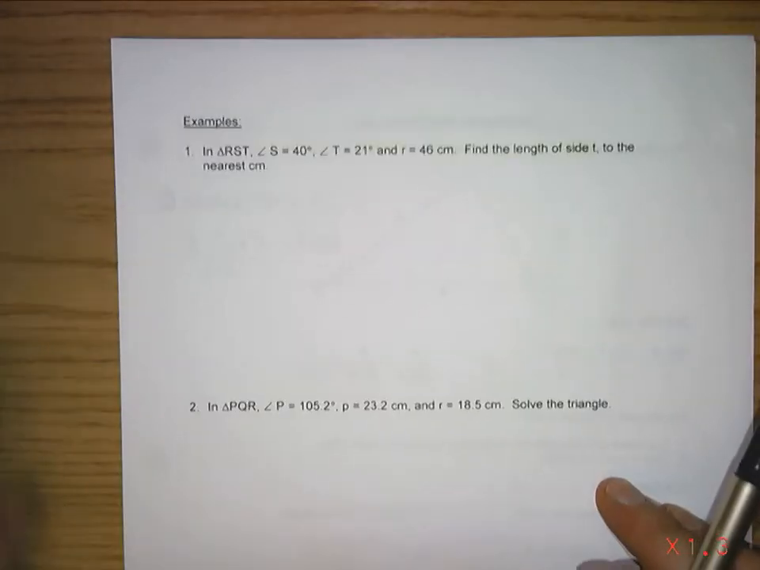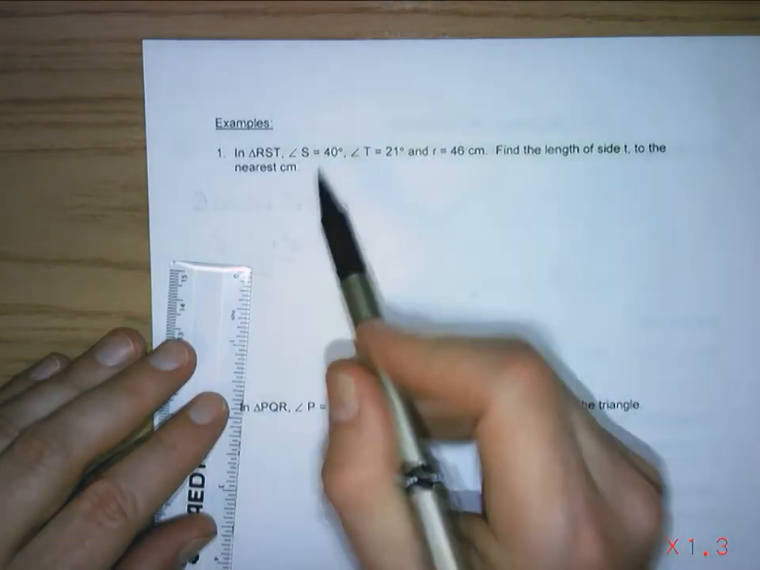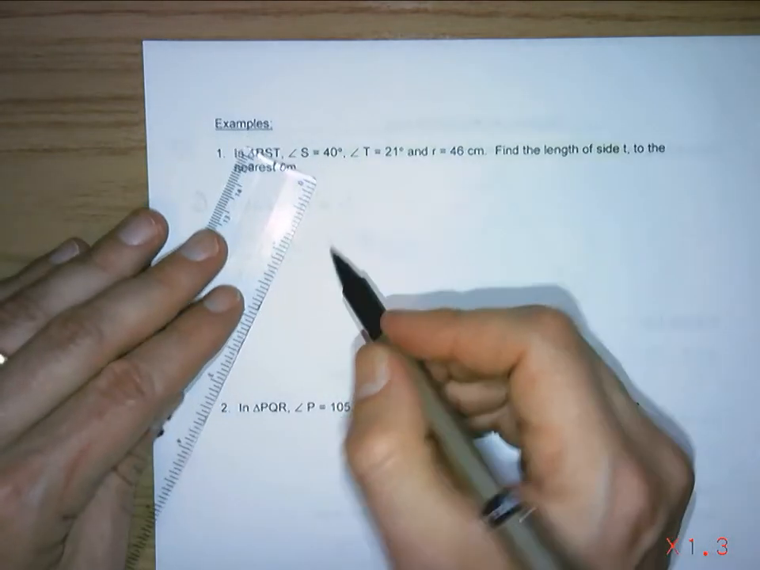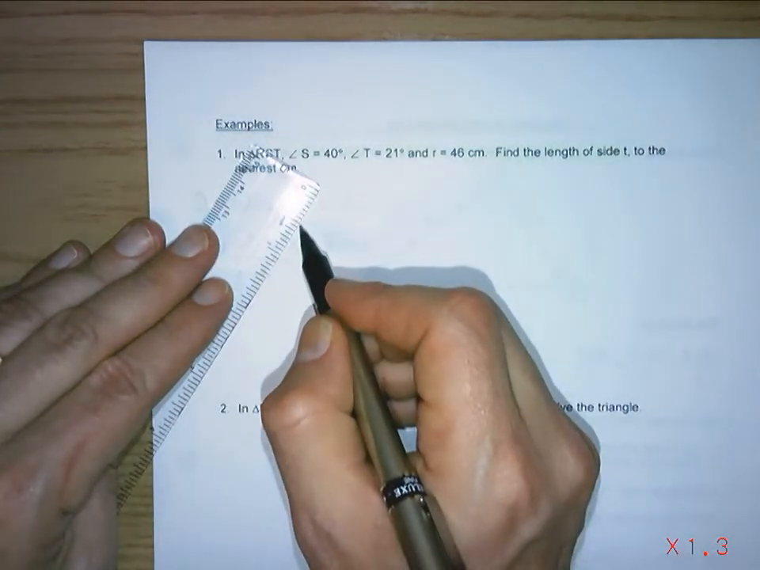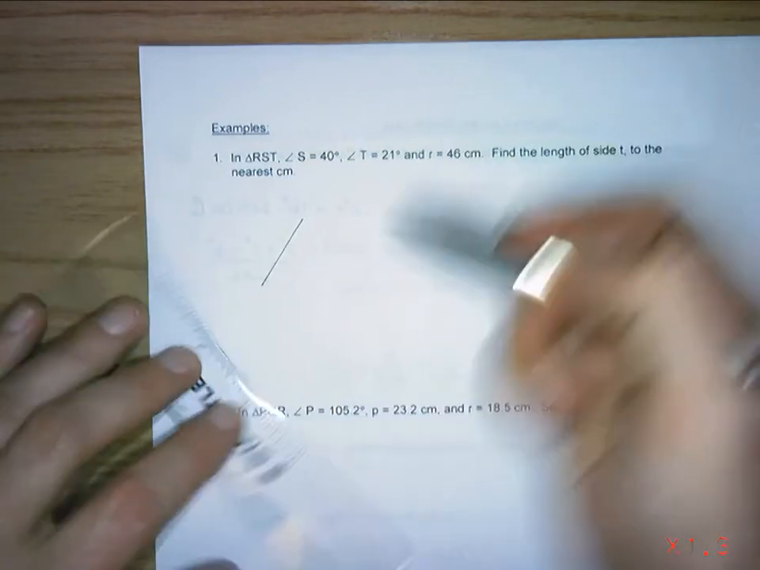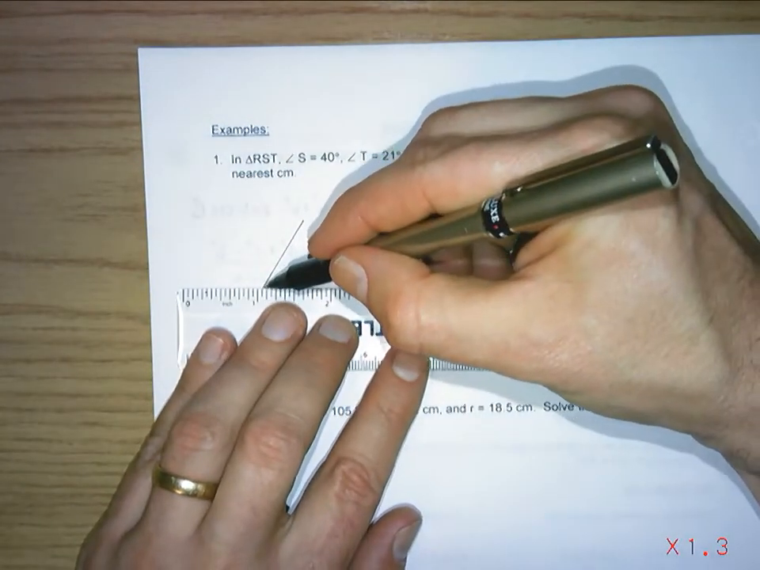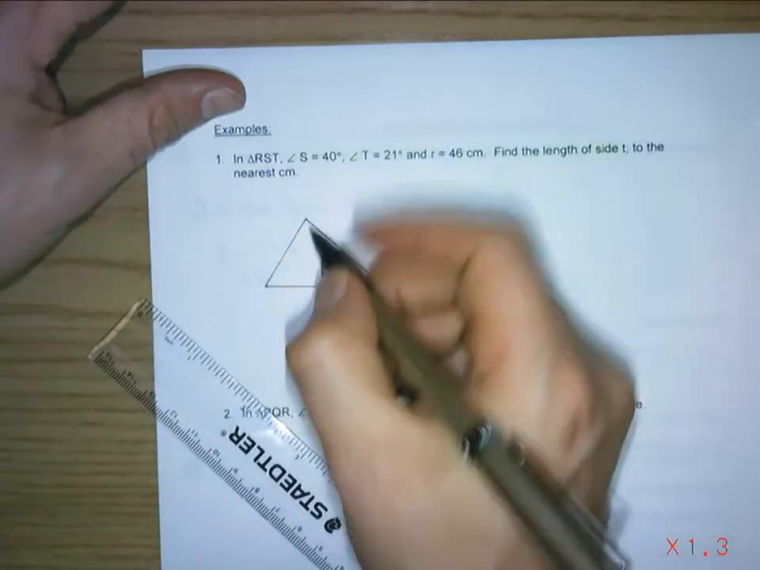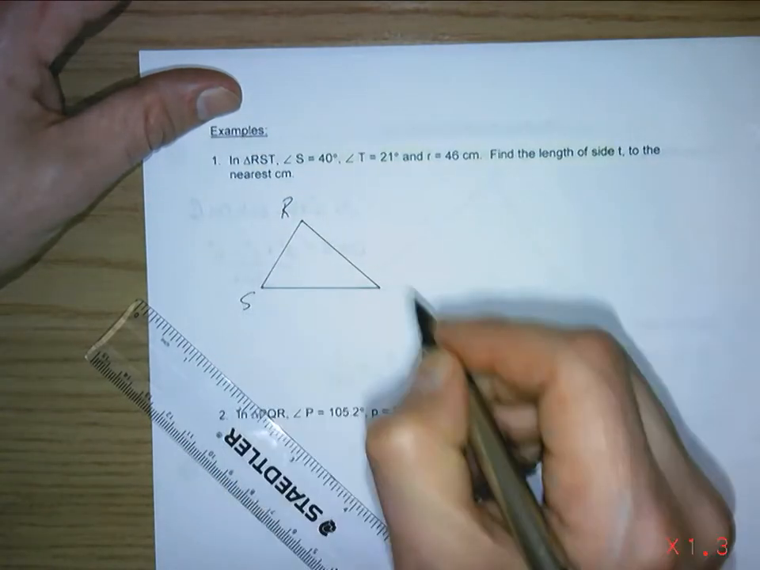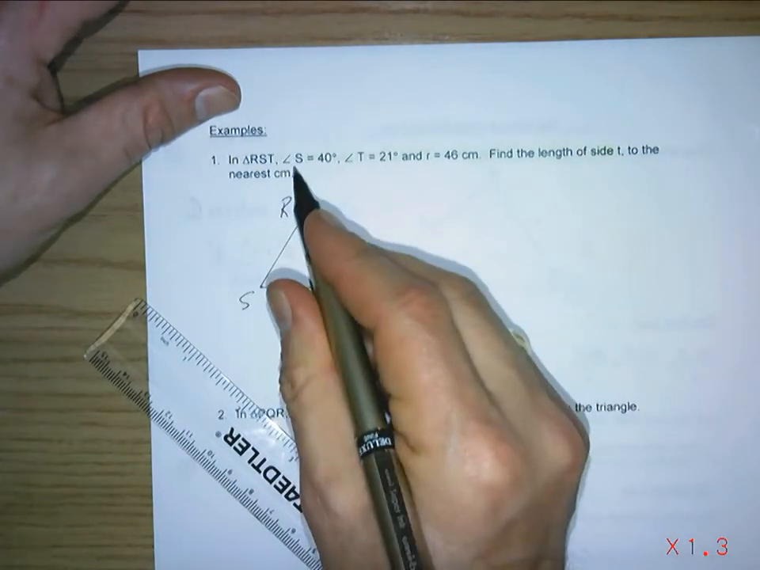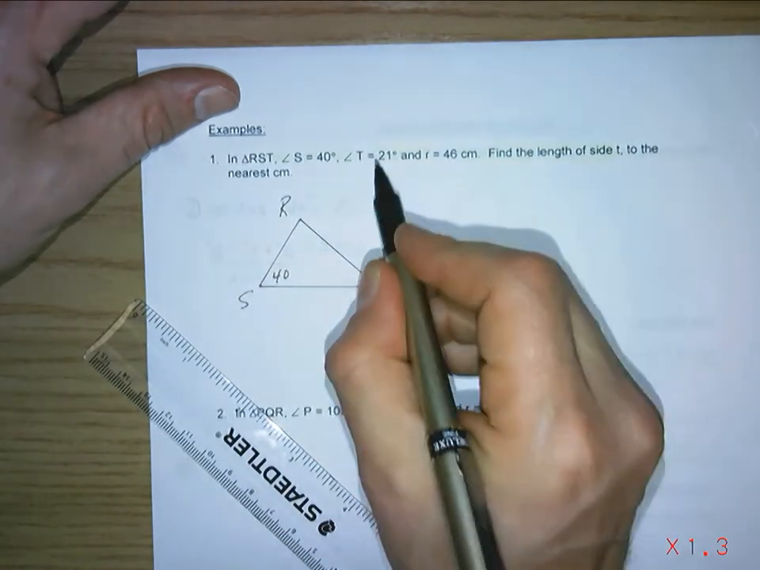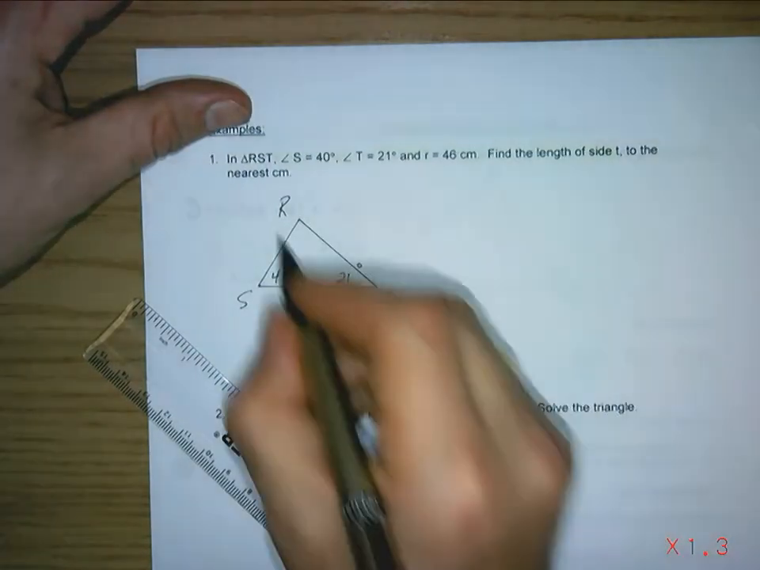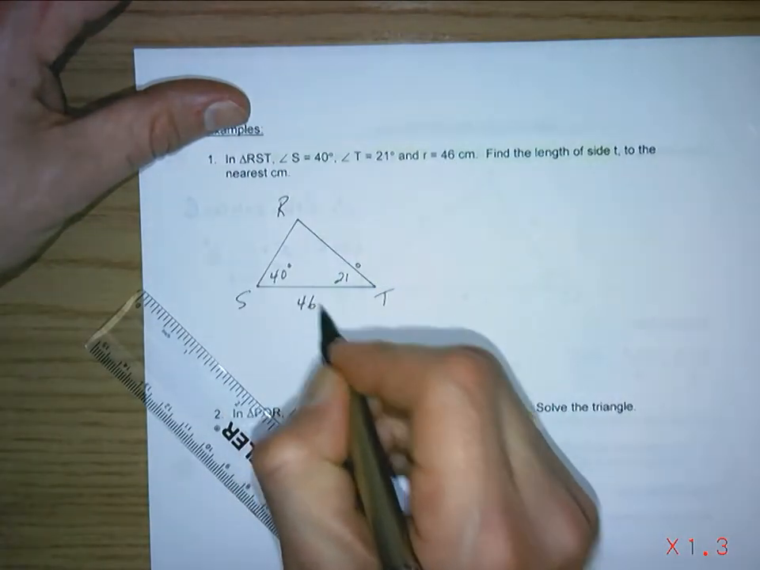Here's the first one. So I'll do a question with you. In triangle RST, they give me angle S, angle T, and side length R. So we've got to build this. So it's triangle RST. Let's do something that looks like this. Now my diagram might not look right once I put the numbers in. If I make this R, S, T, angle S will be here at 40. Angle T will be here at 21. Doesn't look bad. And side length R will be 46 centimeters.